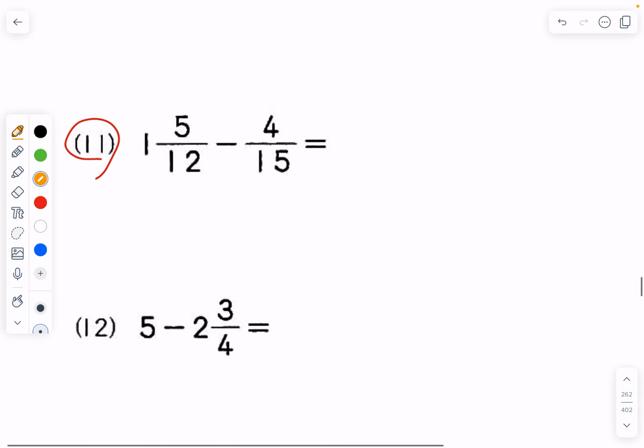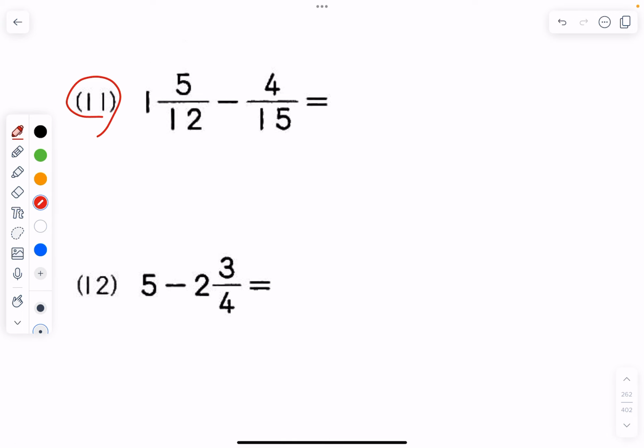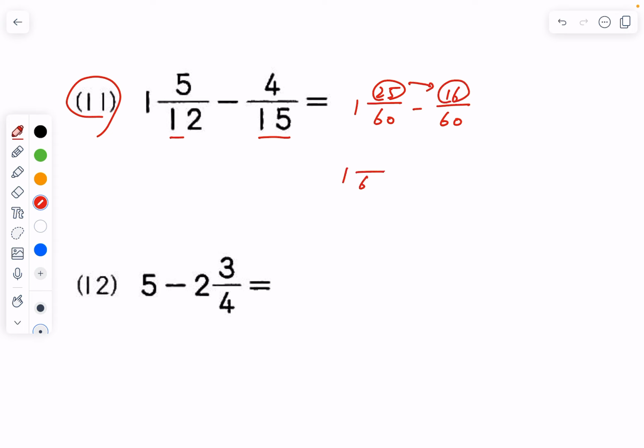So last question, we are going to do question number 11. LCM for 12 and 15. You guys want to pause the video for a little bit and see if you can find the LCM? Okay, welcome back. The LCM is 60. 25 minus 16 over 60. So this is actually very easy for us to handle because the 25 is actually bigger than 16. So nothing changed. 9 over 60, which is 3 over 20, is our answer.